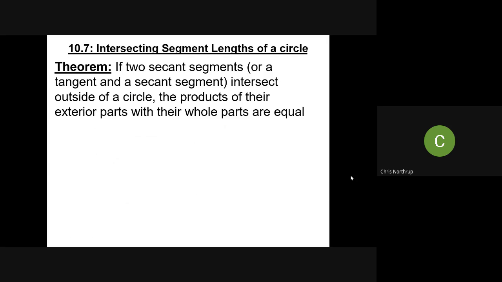So one theorem we have about secant and tangent segments: whenever they intersect outside of a circle, either a secant with a secant or a secant with a tangent, the product of their exterior length with their entire length, those products are always going to be equal. So for example, this diagram here on the left, I've got a secant segment AC and a secant segment AE. Both of those segments meet at point A. And on the right-hand side, I have a tangent segment, JK, and then a secant segment, JM.